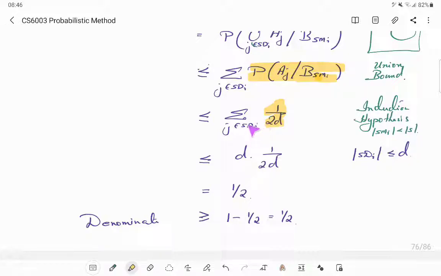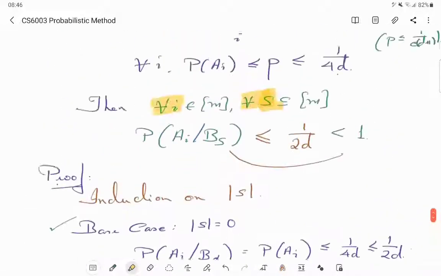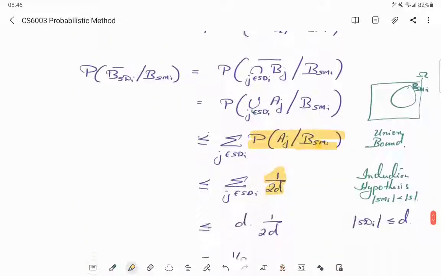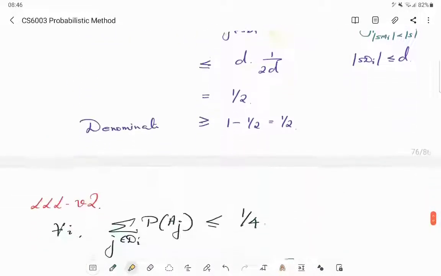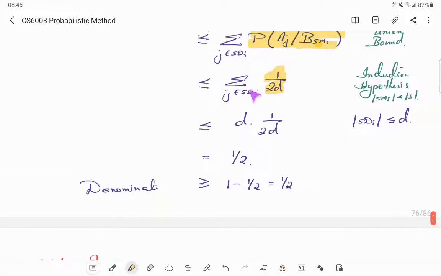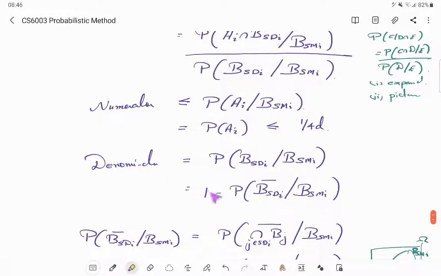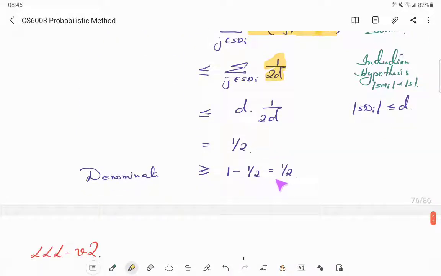Now this is just the size of SDI times 1 by 2D, but the size of SDI is at most D. That's the guarantee that this version's hypothesis of the Lovasz local lemma gives you. D is the max of DI. SDI is a subset of DI, so it cannot be larger than DI. So the D cancels out to give you a half, which is an upper bound on this term, which means the denominator is lower bounded by 1 minus half, which is half.